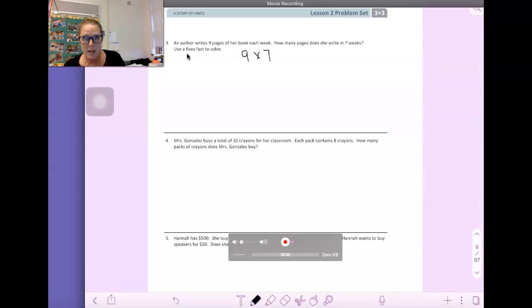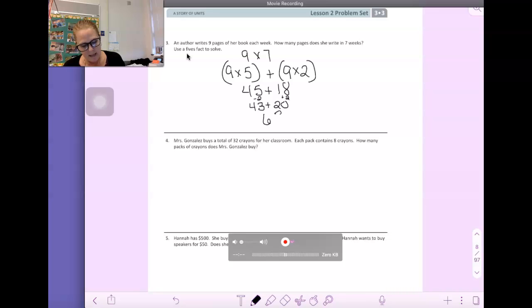So we could break this apart. If I know 9 times 5, because 5's facts are easier to learn, plus if I took 5 out of that 7, I have 2 left, so plus 9 times 2, that's a much easier fact to know. Now I have 45 plus 18. I can do some mental math, and I could add 2 and take 2 away here and do 43 plus 20 and get 63.